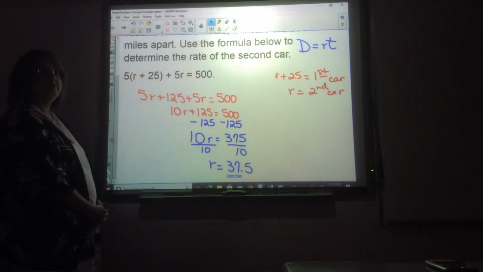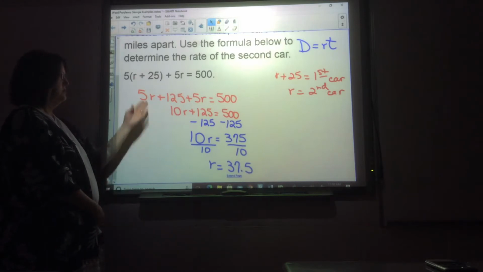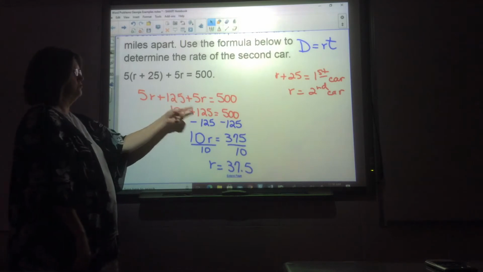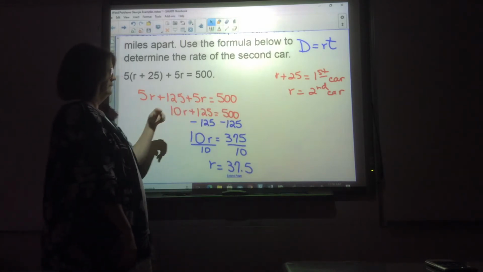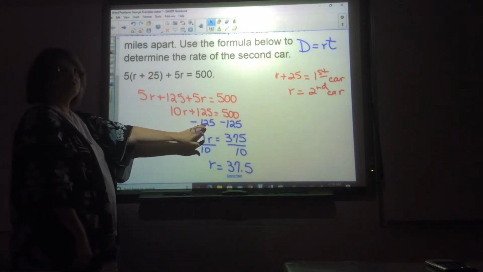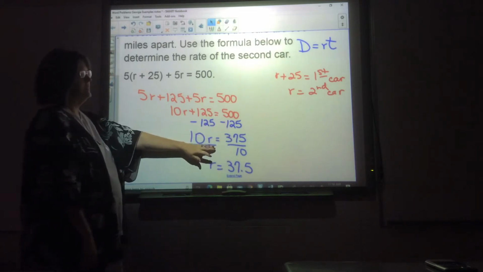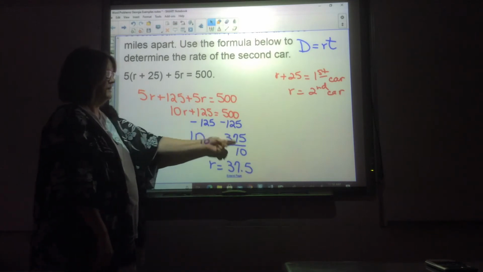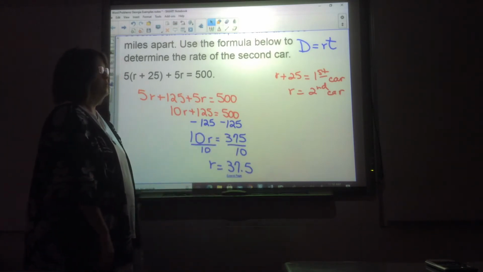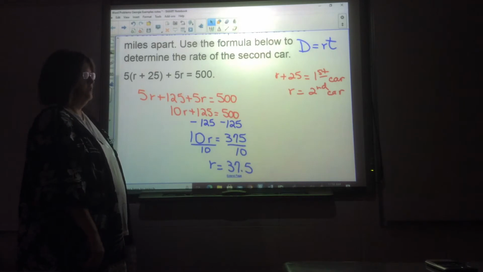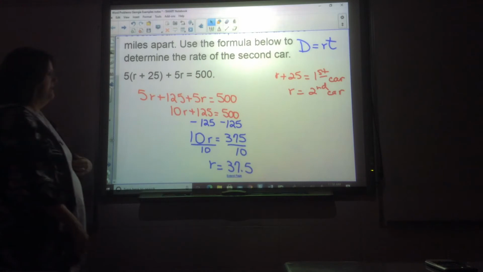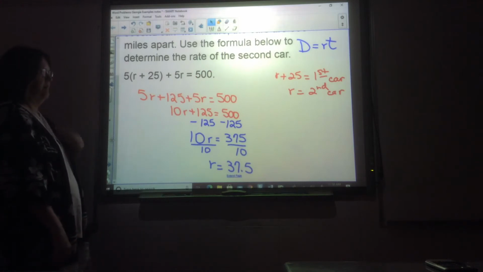Now, we set about solving the equation. We combine like terms. 5r plus 5r is 10r plus 125 equals 500. Now you subtract 125 from both sides and you get 10r equals 375. Then you divide by 10 and that gives you 37.5 miles per hour for the second car, which was the question. If they asked you to find the first car, you would add 25 to that, and then you would have the rate of the first car.